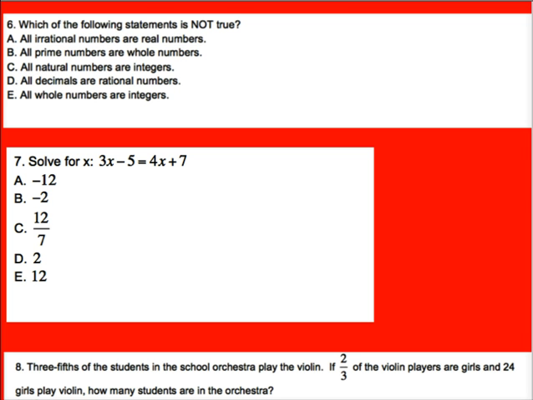Which of the following statements is not true? Notice the not here, that's going to be key. Every one of those statements is going to be true except one of them. A, all irrational numbers are real numbers. B, all prime numbers are whole numbers. C, all natural numbers are integers. D, all decimals are rational numbers. E, all whole numbers are integers.